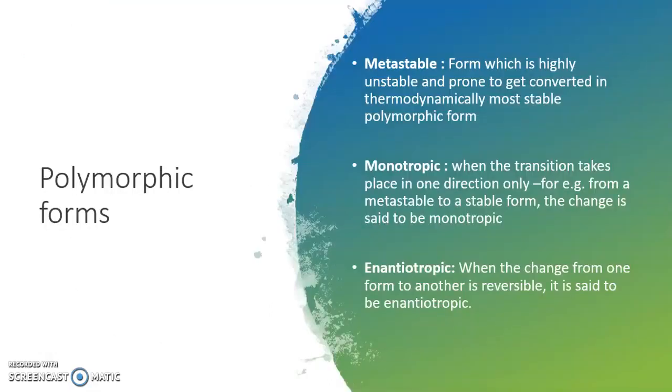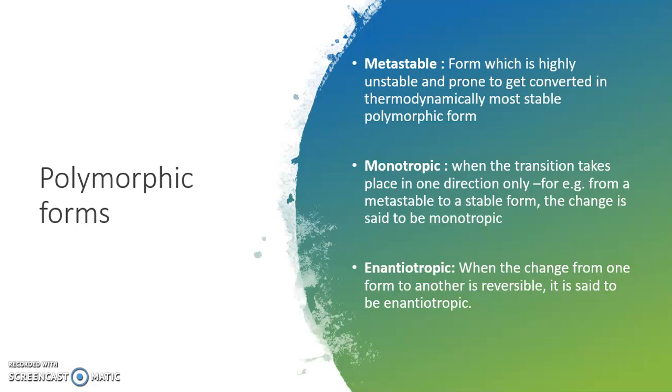Now, an important phenomenon regarding crystal or crystallinity is polymorphism. Polymorphic forms you must have studied previously. Polymorphism is the phenomenon of the same material, having the same molecular formula, existing in different crystalline forms. They are referred to as polymorphism or polymorphic forms. They are categorized as metastable, monotropic and enantiotropic.